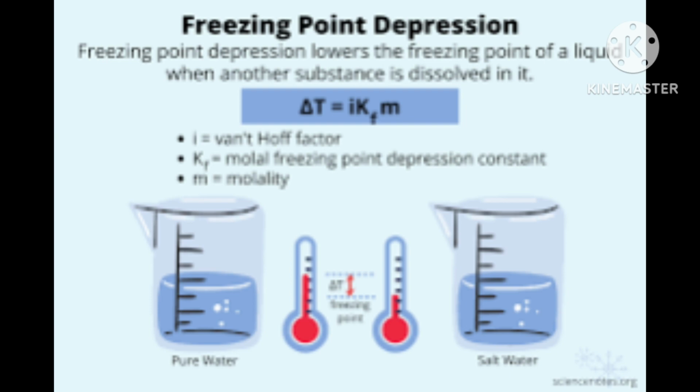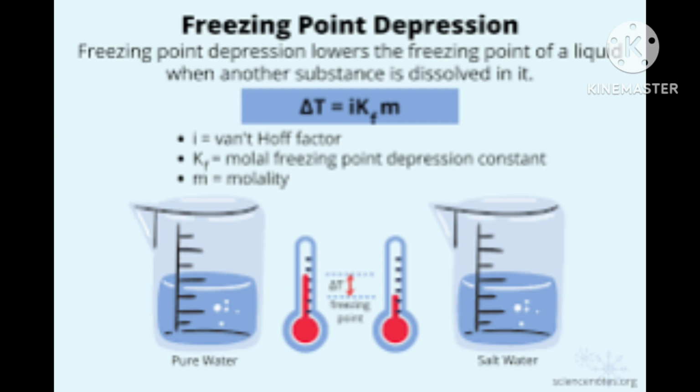The boiling point of benzene is 353.23 Kelvin. When 1.80 gram of non-volatile solute was dissolved in 90 gram of benzene, the boiling point is raised to 354.11 Kelvin. Calculate the molar mass of the solute. Kb for benzene is 2.53 Kelvin kg per mole. This is the question. This is again an easy question. You only have to understand the question, then you can easily solve it.